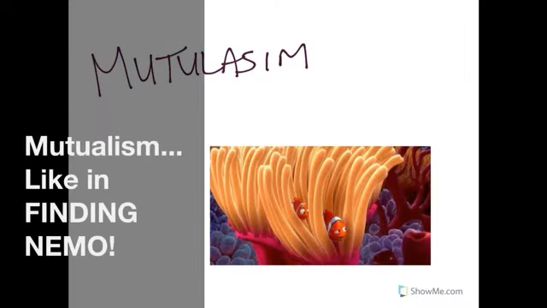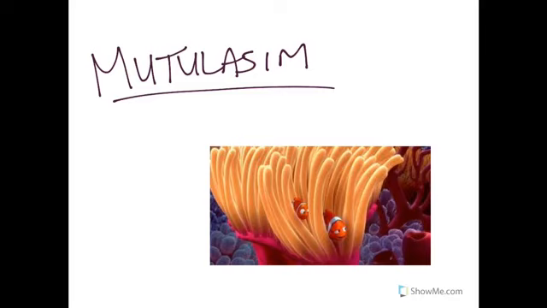And finally, our last example of symbiosis is mutualism. Now, mutualism is a good relationship. It's a relationship between two organisms, and both organisms are going to benefit. It's a partnership. So some examples of mutualism that you probably already know.